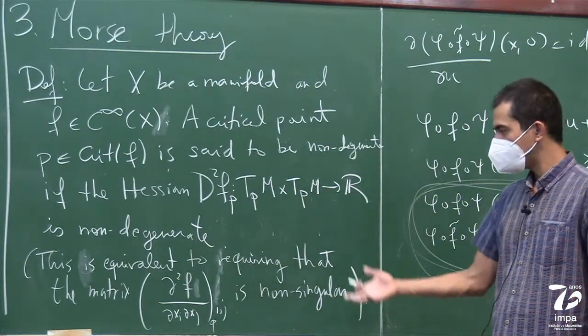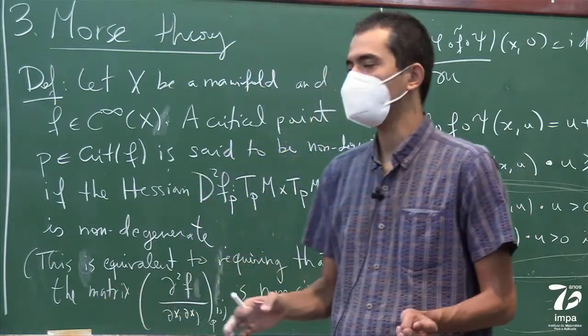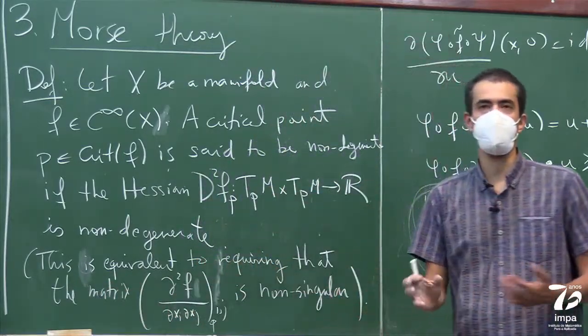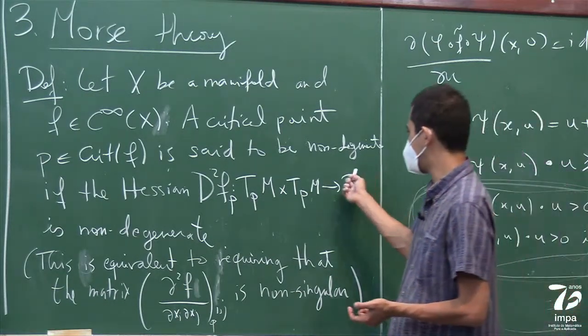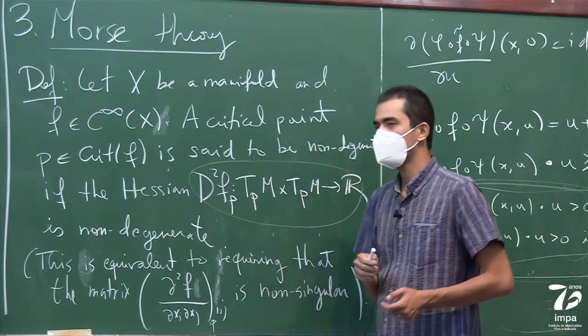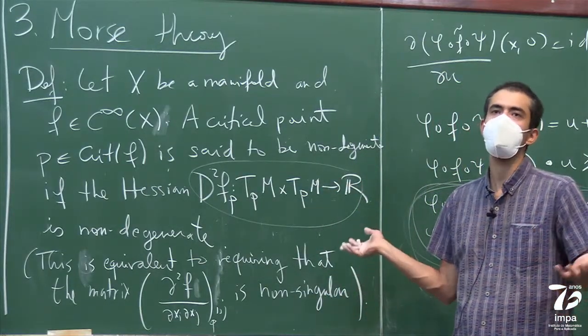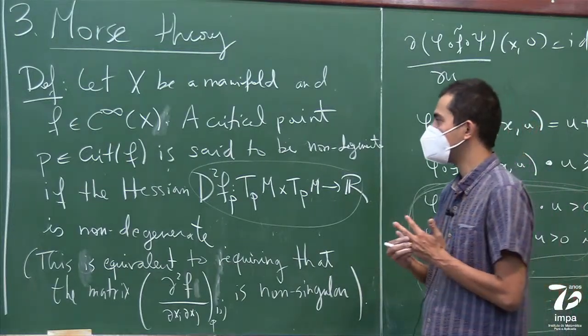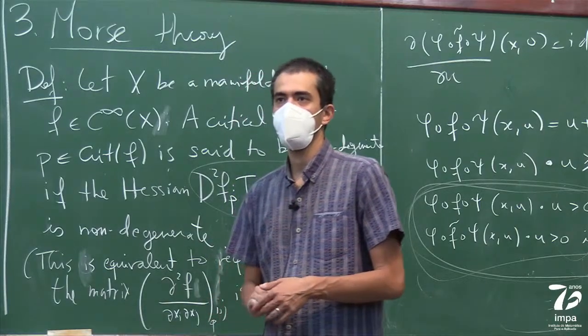But then, the matrix itself does not give rise to a linear transformation from TpM to TpM. That's well defined; that doesn't depend on charts. But this bilinear symmetric form is well defined, doesn't depend on charts. That's why I said it this way. But the condition of being non-degenerate, you can just have stated it like this.